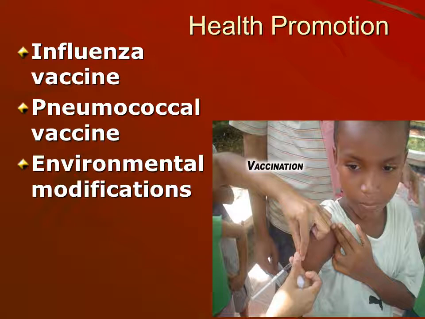The pneumococcal vaccine is for pneumonia. This is recommended for adults over the age of 65 or those with chronic illnesses such as heart disease and diabetes.